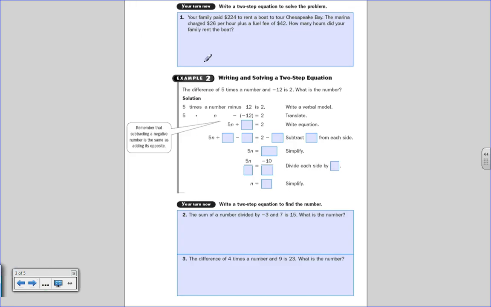And same problem here. Basically, give you a chance to do this one. You pay $224 to rent a boat. The marina charges $26 per hour plus $42 for fuel. How many hours would you rent the boat? This is basically the exact same question you had before, but now it's a boat instead of a plane. So I'll give you a minute. Go ahead and try that. Write the equation just like you did on page 1. Go back and look at page 1. Write the equation down. Go ahead and solve it. Make sure you do your check.